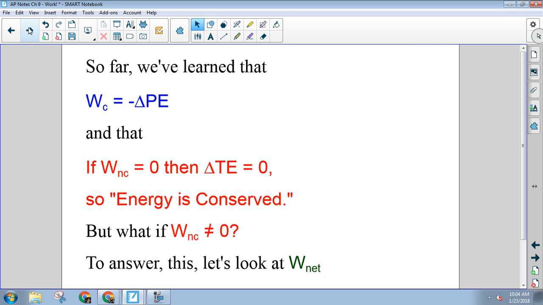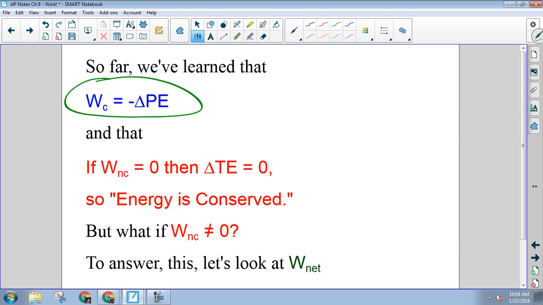So the chapter 8 stuff, unit 8, was this. We talked about the fact that the work done by a conservative force is equal to the opposite of the change in potential energy. If I drop this pen, gravity does positive work, but we lose gravitational potential energy. Good? Also in chapter 8, in that last unit, we talked about the fact that if the work done by your non-conservative forces is 0, then your total energy won't change. And we called that a conservation of energy problem. We said that energy is conserved.